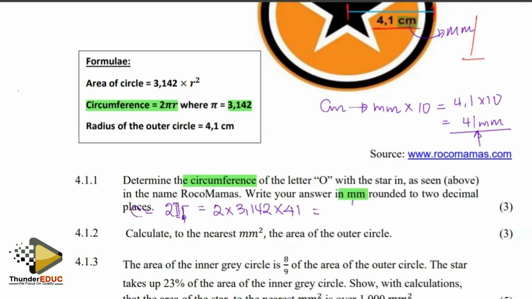2 times 3,142 times 41. And the answer became 257,64. We are looking for circumference. Please don't forget the units. Don't forget the units. So there, that marks the.